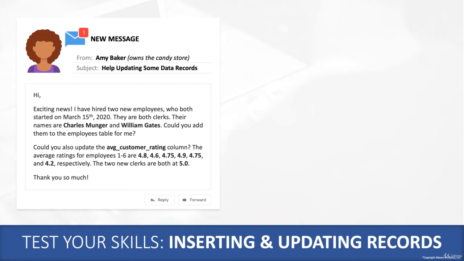And she's also got data on average customer ratings now. So she'd like you to update that column. The average ratings for employees 1 through 6 are 4.8, 4.6, 4.75, 4.9, 4.75, and 4.2, respectively. And the 2 new clerks are both at a solid 5.0.